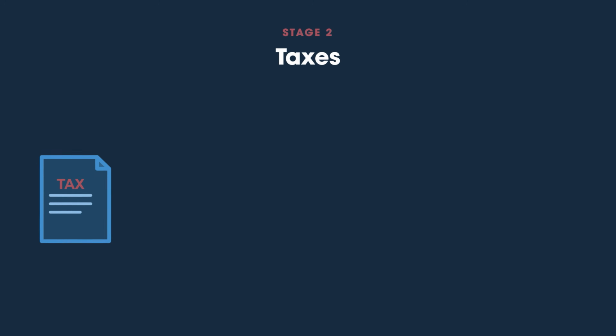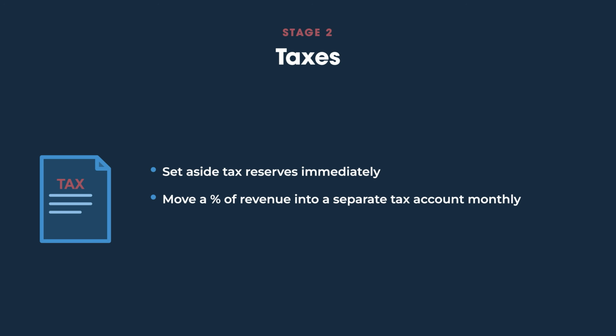Stage 2 is taxes. The next stop for your revenue is tax reserve. One of the most common mistakes business owners make is treating taxes like a future problem. Instead, a percentage of revenue should automatically move into a separate tax account every month. That money isn't yours. It belongs to the government and you're just temporarily holding it.